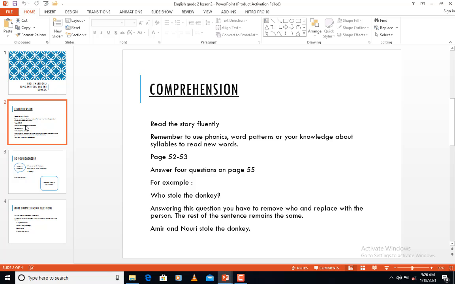By answering this who question, you have to remove who and replace it with the person, and the rest of the sentence will remain the same. Like in the story, you see that Amir and Nori stole the donkey. Those two naughty boys, they stole that donkey. So you remove who and add Amir and Nori, but the rest of the sentence, stole the donkey, remains the same. And what do we do? We remove this question mark and replace it with the full stop, because it is now a sentence, not a question like this one.